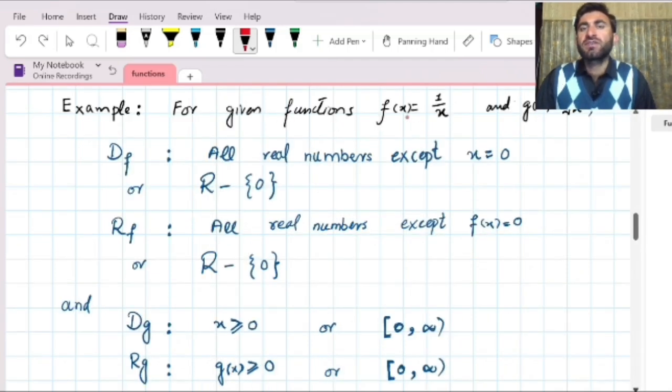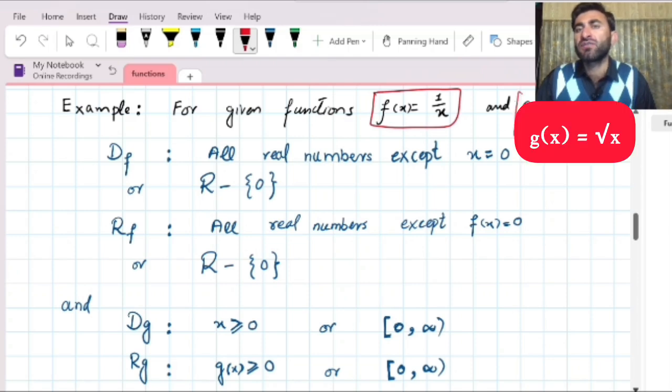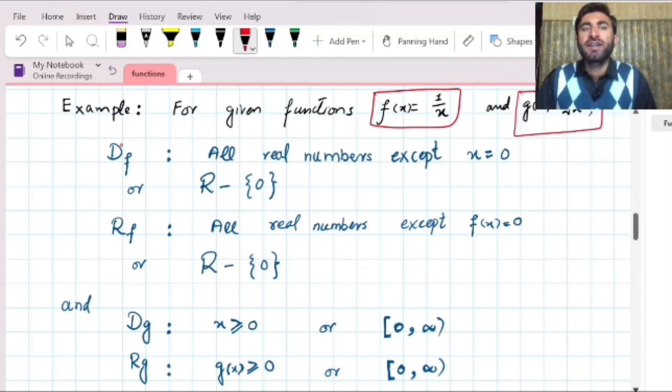For the given functions f of x equals 1 upon x and g of x equals square root of x, we are to find the domain and range of each function. First, considering f of x, the domain: we know the function will be undefined when the denominator is 0, and if the denominator is x, it cannot be 0. We say that the domain of the function is all real numbers except x equals 0.